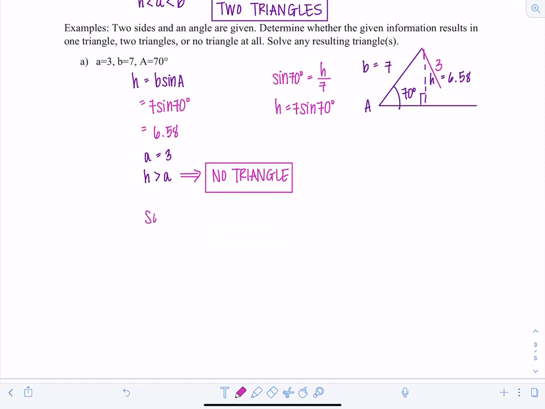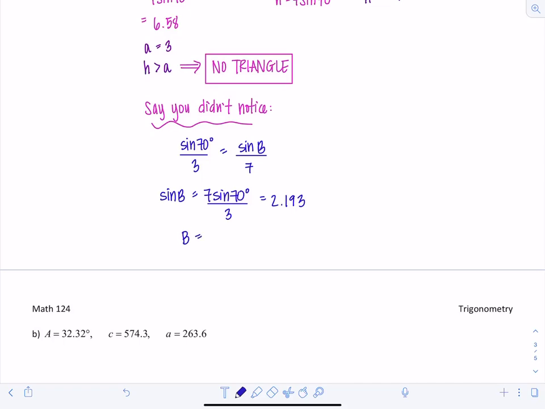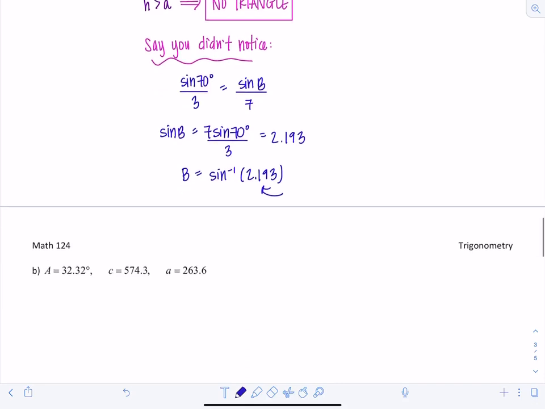All right, now say you didn't notice, you'd still be okay. If you tried to set up with the law of sines, you'd have sine of 70, sine of A, over side A, which is 3, equals sine of B over 7. Solving, you'd get sine of B equals 7 sine 70 over 3, which is 2.193. If you take sine inverse of 2.193, we know this isn't possible because sine is never larger than 1, so this doesn't exist. You would get an error in the calculator. But save yourself the headache of even doing all that work and just solve for h, and you'll know right away.